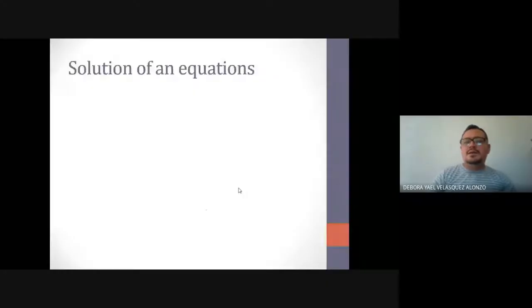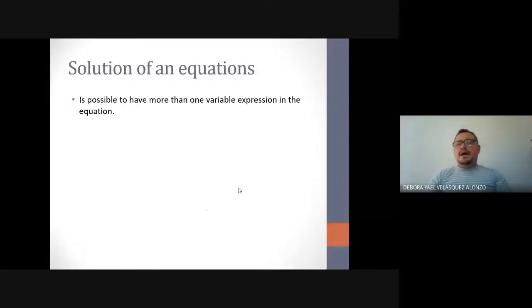Here we have it. Is it possible to have more than one variable expression in the equation? Yes. Here is a little example. And how can we solve a situation like this one? Do you know how to solve it? Because as we keep the balance with numbers, we should keep the balance with variables too.